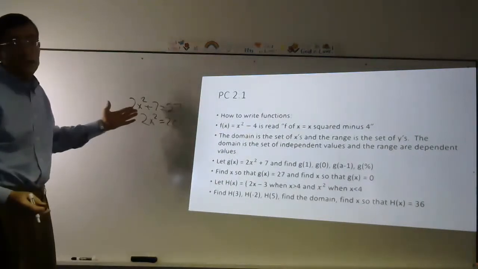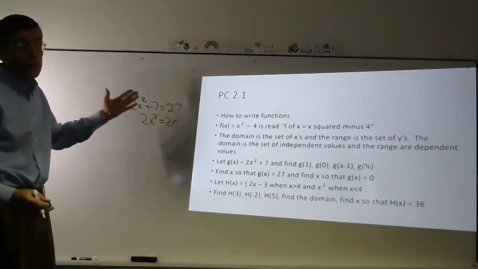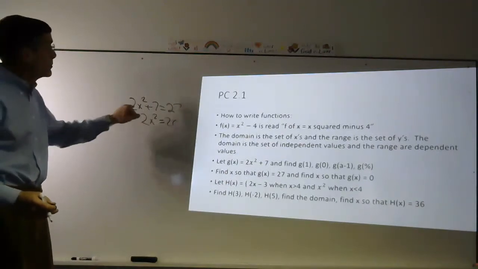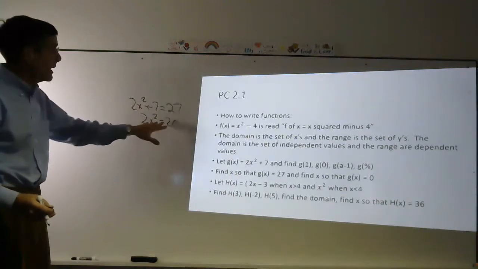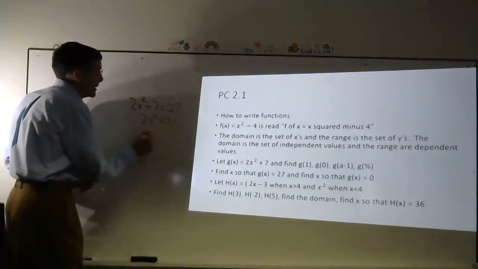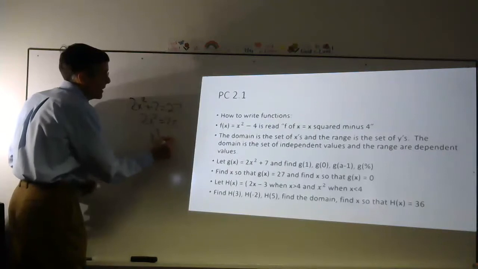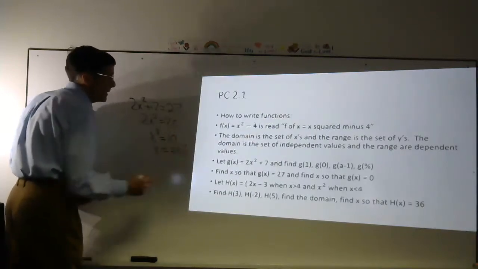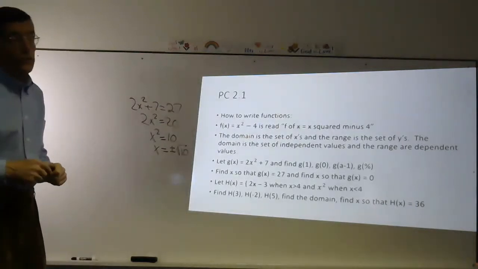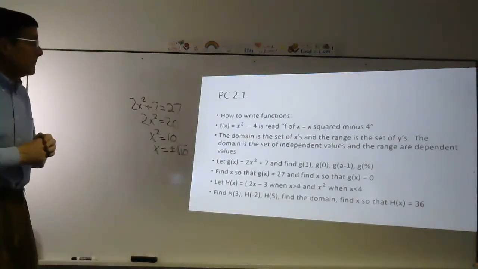You could have gotten everything on one side and tried to factor. You could have used the quadratic formula, but there's no x term. Remember, we talked about this. There's no x term. I can use square roots. Divide by 2. X squared is 10. So I know that x is the positive or the negative square root of 10. And you can give me a decimal for that if you like.